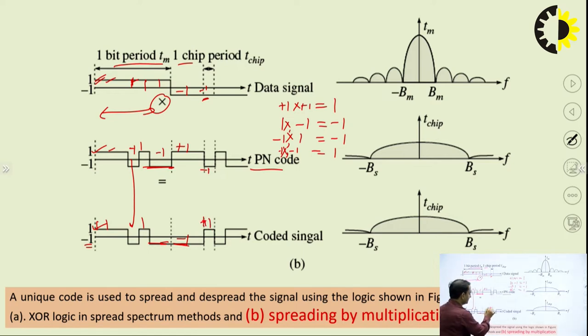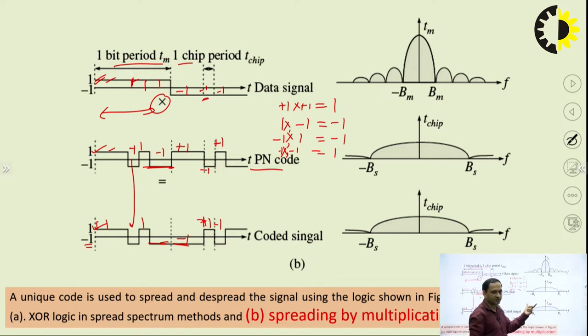Right. So, this is a plus 1. Next, when we have this as a minus 1 and this as the plus 1, then what will we get? We will get the minus 1. So this is a simple multiplication of the magnitude level of the signal. This is the data signal, this is the PN code signal. When we multiply this one with this, we get this coded signal, which is a spread signal.